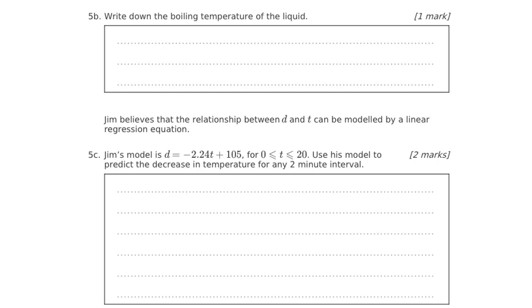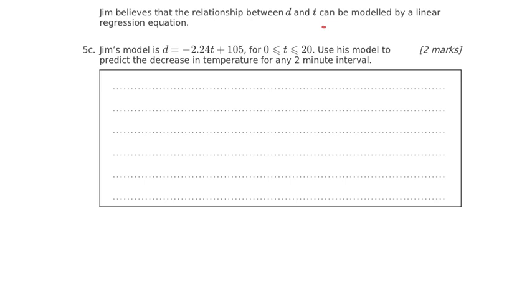5B, write down the boiling temperature of the liquid. Well, you're told that it has boiled and then it starts to cool. So it is the initial temperature, which is 105 degrees Celsius. Jim believes that the relationship between D and T can be modelled by a linear regression equation.